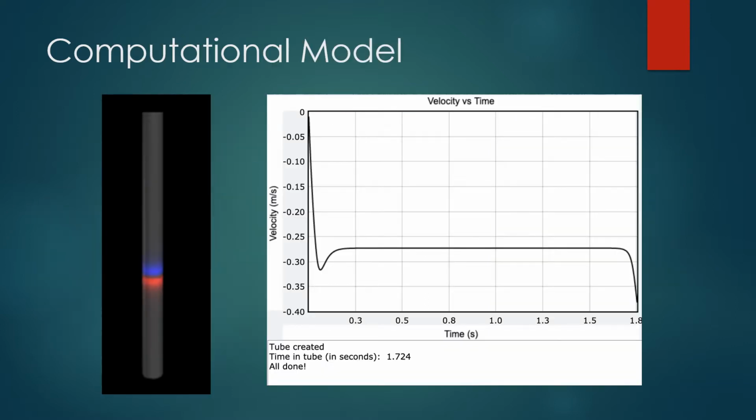So this is my computational model. As you can see, as the magnet was dropped, there are 2 different colors, blue and red, which show the different directions of the current. As you can see from the velocity versus time graph, the velocity does even out and become a straight line as time continues. The time in the tube, as shown by our computational model, was 1.724 seconds, compared to the observational model, which I got as about 1.696 seconds.